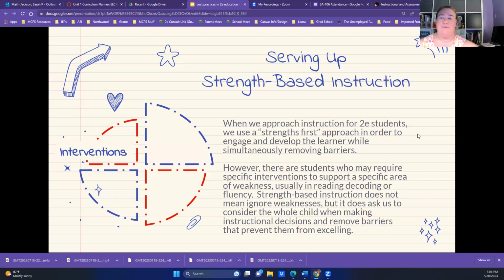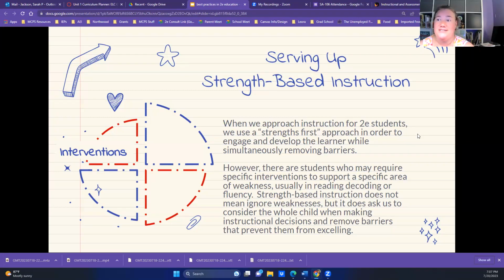So first, I'm going to talk about interventions. When we talk about interventions, we are usually thinking remediation. When I first started learning about strength-based instruction, we would talk about a student's strengths and weaknesses. But in a presentation I saw earlier this year, the speaker made a point to say that we really need to start talking about strengths and barriers, that weaknesses are relative, that weaknesses can be interpreted. It's really about what the barrier to the student's instruction is.